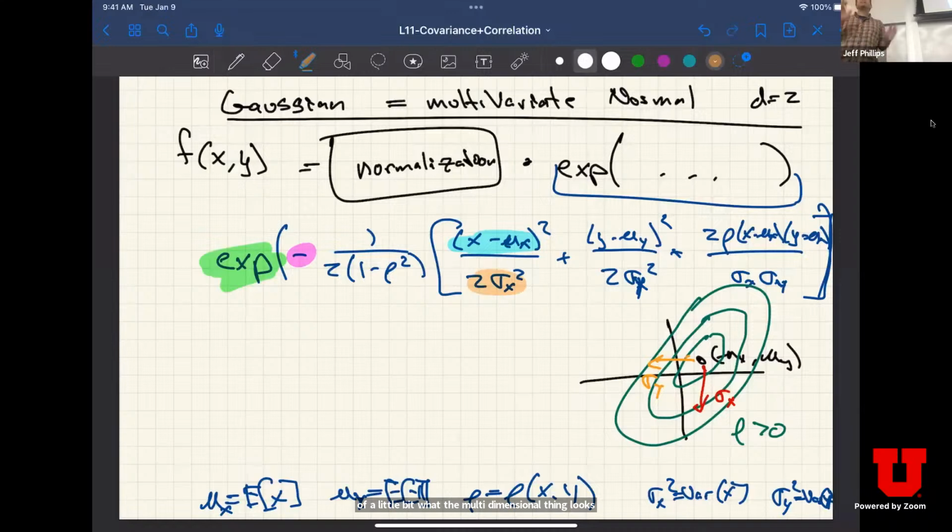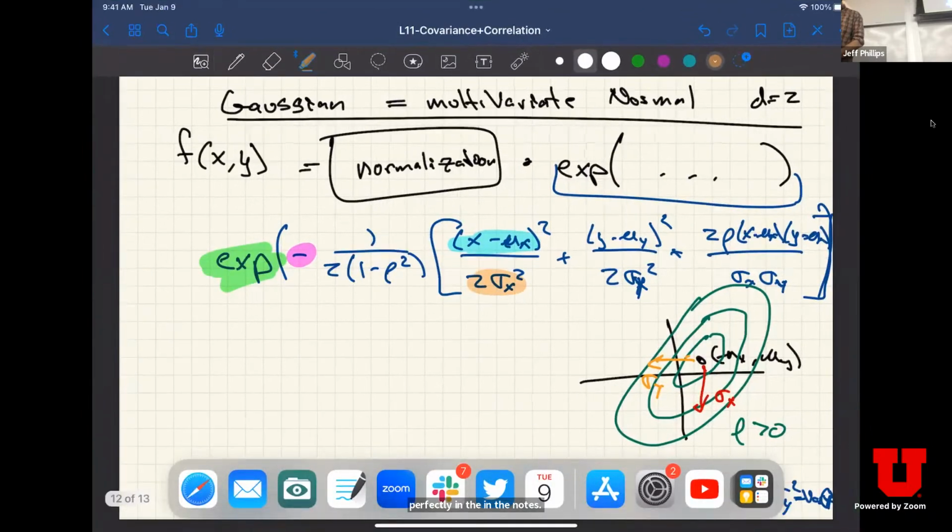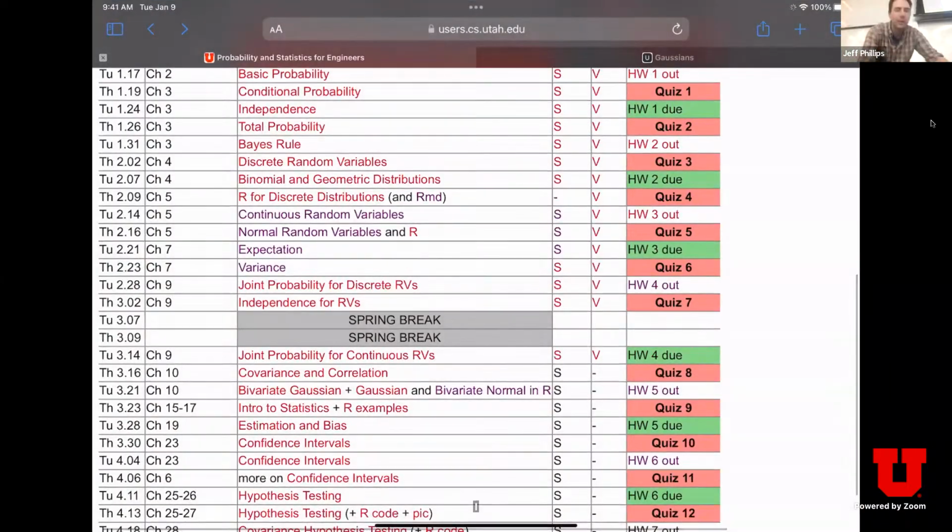Frankly, my handwriting is not great and it's a lot of stuff to write down. I'm not going to write it here. It's written down perfectly in the notes. Let me take a couple minutes just to show you some plots. Actually, let me do this in R on my computer. Okay.